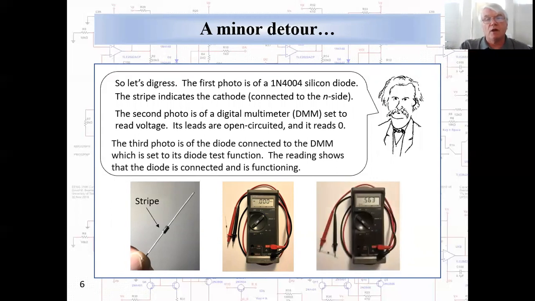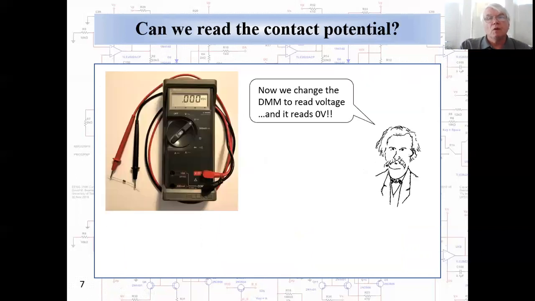The third photo is of the diode now connected to the DMM leads, and the meter is set to its diode test function. In the diode test function, the digital multimeter uses a current source and forces a current to flow through what's connected to its leads and reads the voltage across them. The reading shows that the diode is connected and it's functioning. We would expect a reading somewhere around maybe 500 some, 600 some millivolts for a silicon diode at room temperature. Now we change the digital multimeter to read voltage and it reads 0 volts.